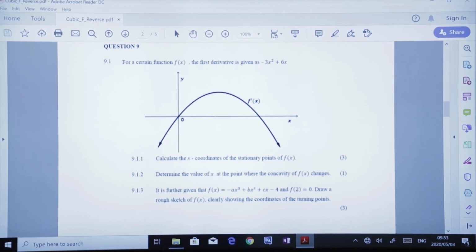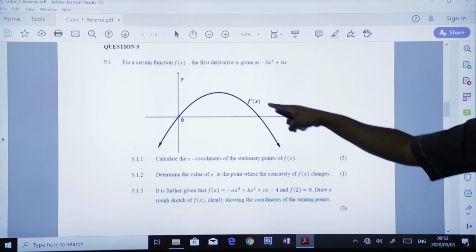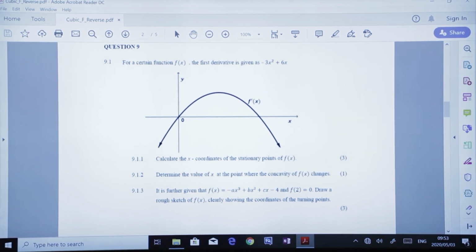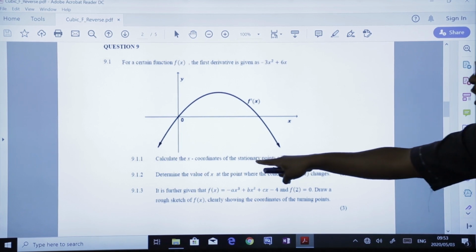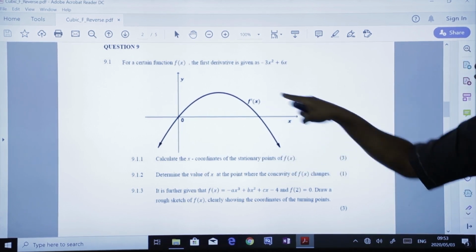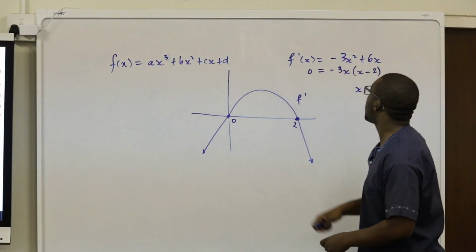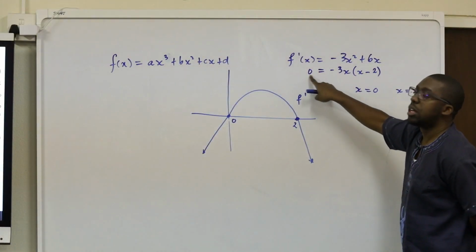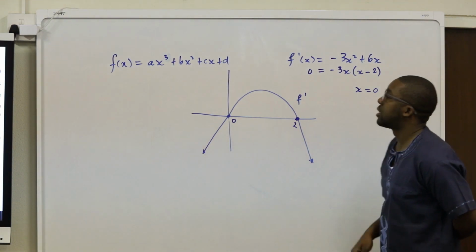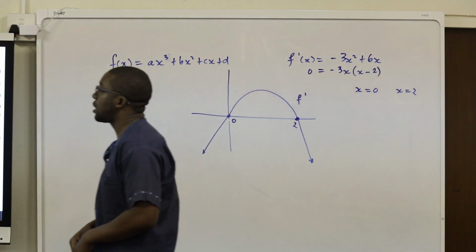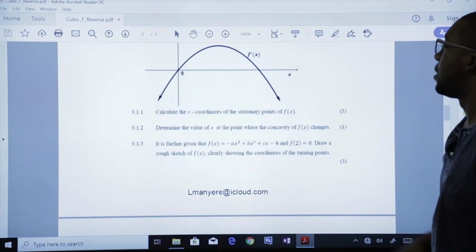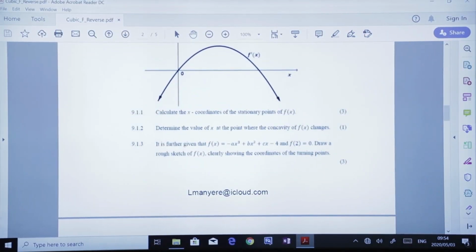That link of the words stationary points to f prime x. Once you know the stationary points of f of x can be got from f prime x, because the derivative at those two stationary points, the gradient is going to be equal to 0. Then you solve for the corresponding x values. So that first part answers question 9.1.1. Next question, determine the value at the point where the concavity of f of x changes.